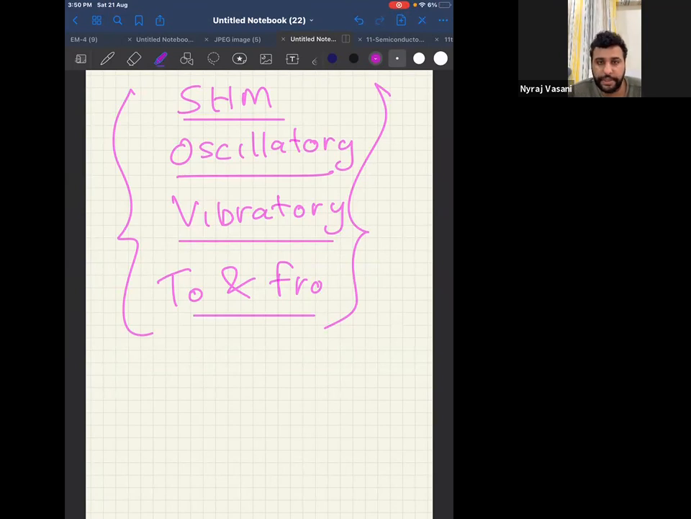Now, what does each term stand for? I'll explain in the next class. For now, just make a note. The other names for simple harmonic motion are oscillatory motion, vibratory motion, and to and fro motion.